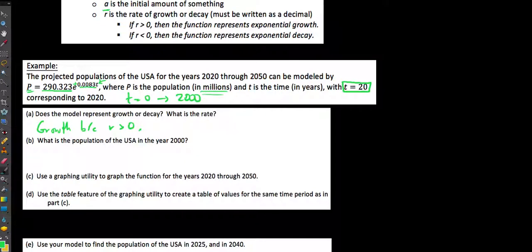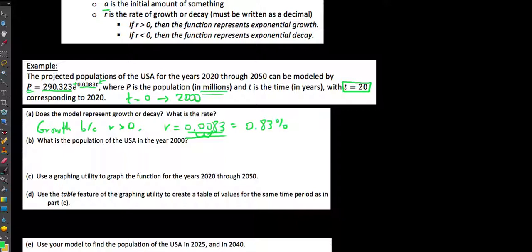At the same time, we want to identify the rate. So I'm going to write the rate is 0.0083, and I'm also going to write this as 0.83%. This is the one that's most important to me, but I do want you to keep in mind that if you scooch that decimal twice to the right, we're saying that on an annual basis, it's growing at almost a full percentage every year, about 0.83%. So we know that we have growth here.